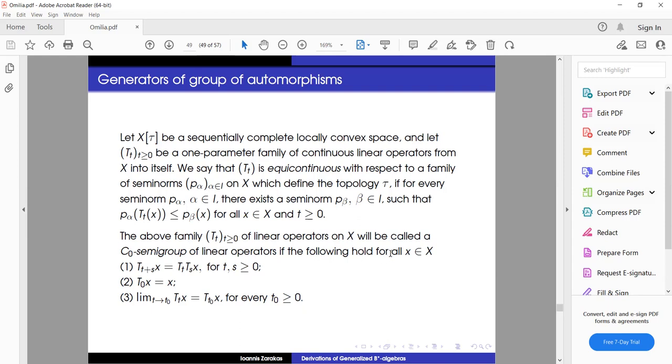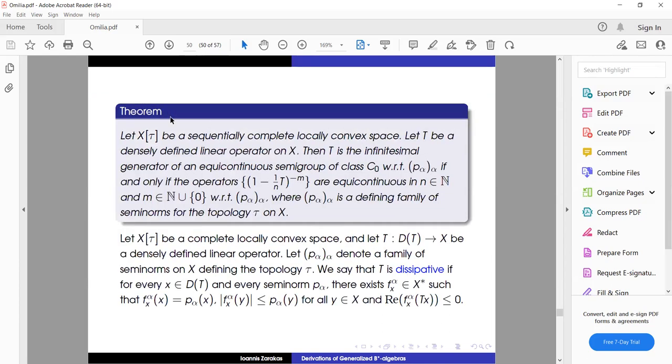Here in this slide, I'm just giving some notations. We have a group of linear continuous operators from X into itself. They are equicontinuous if this condition with respect to the seminorms holds, continuity in this sense. And the family of linear operators T of t would be a sigma zero semigroup if the three conditions are fulfilled. This theorem, which is the Hille-Yosida theorem for complete locally convex spaces, tells us when a densely defined operator is an infinitesimal generator of a semigroup of the form that we described before. It tells us that to have an infinitesimal generator, this family of operators must be equicontinuous.